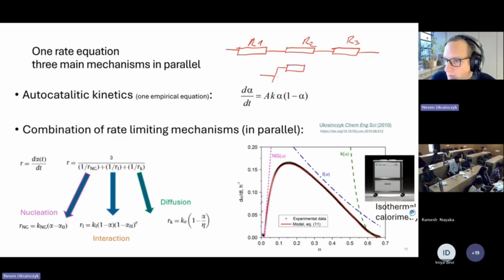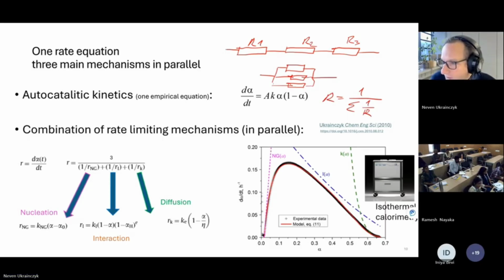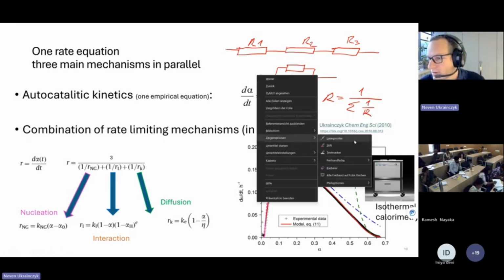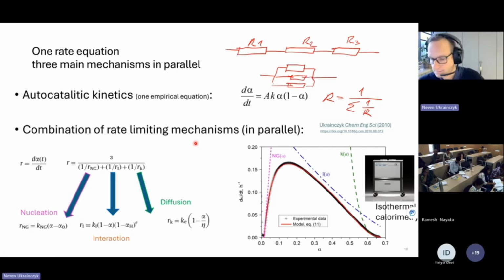So if I put the resistors in parallel, I calculated the total resistance with this law: the reciprocal value of the sum of all reciprocal resistors. This is the harmonic mean. And then I calculated the overall resistance, which is basically the overall rate.